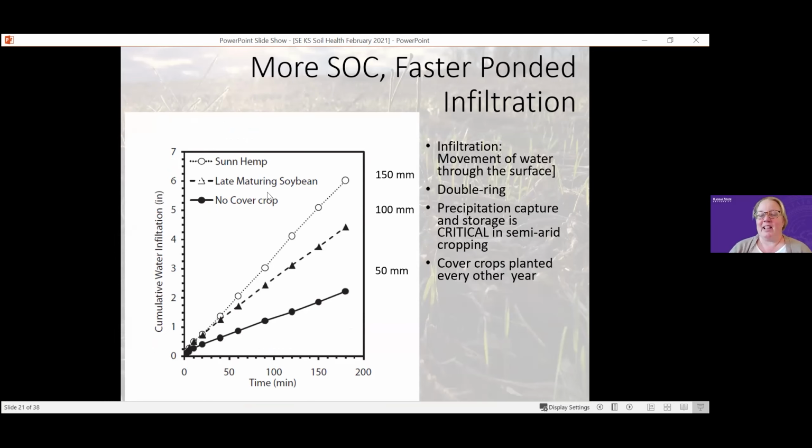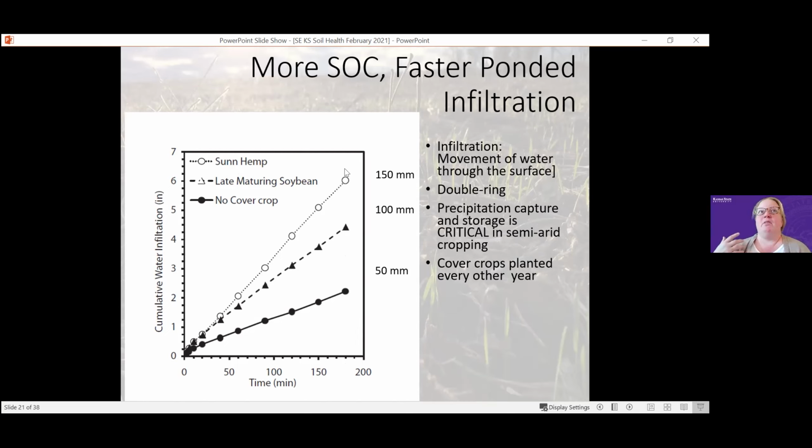So with more soil organic carbon came more infiltration. So fast is good. In this case, this says cumulative water infiltration in inches and in 3 hours. So we'll just look at the end point here. So 150 millimeters, so 6 inches, right? 6 inches of water where we had the sun hemp infiltrated in 3 hours versus 4 inches or so where we had the soybean versus about 2 inches where we had no cover crop. So that's not bad. No, 2 inches isn't bad, but 4 or 6 is even better.